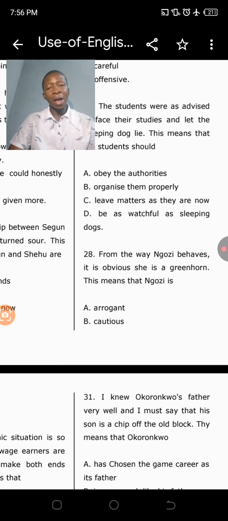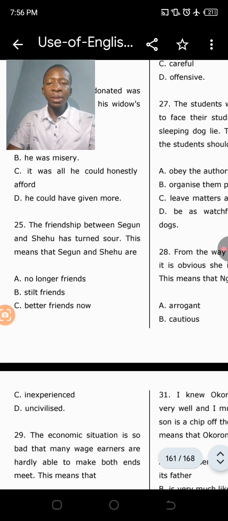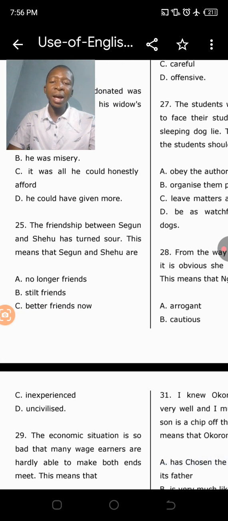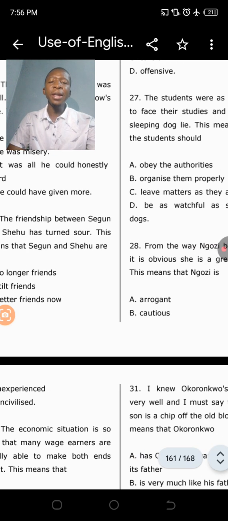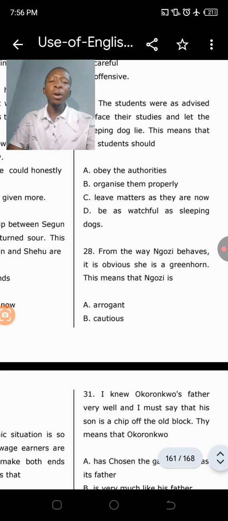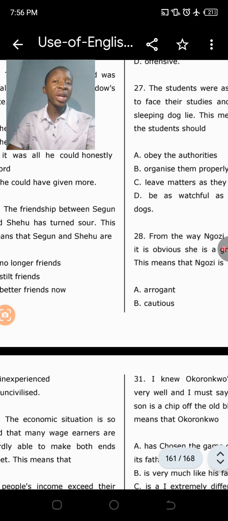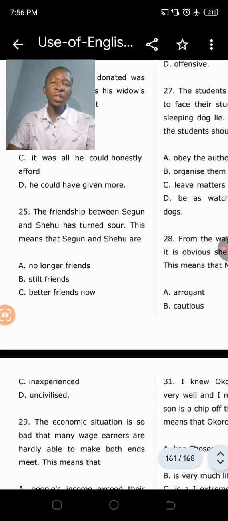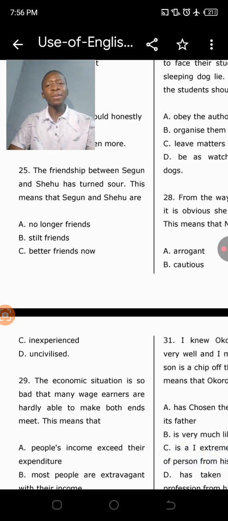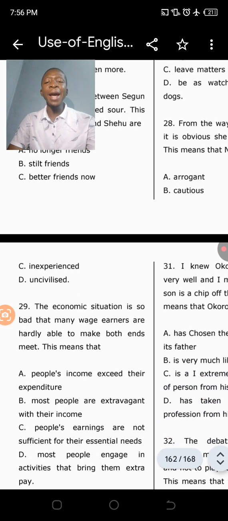A, arrogant. B, cautious. C, inexperienced. And D, uncivilized. Our answer is inexperienced. C is the answer, inexperienced. Ngozi behaves like a greenhorn. Definitely, she is behaving like one who is not experienced. So she is inexperienced. Now, 29.